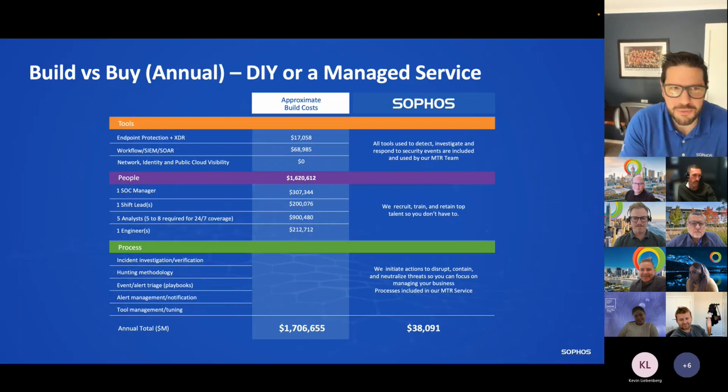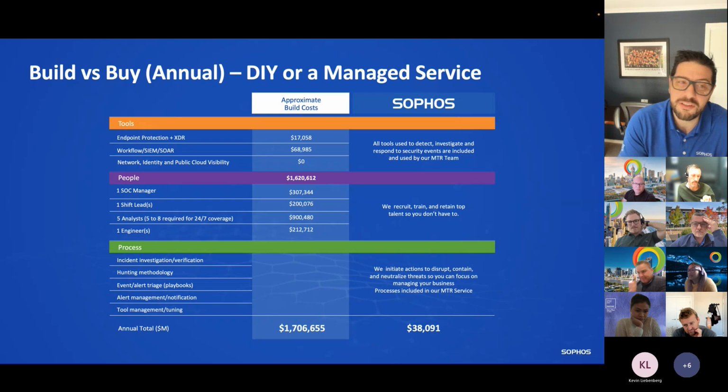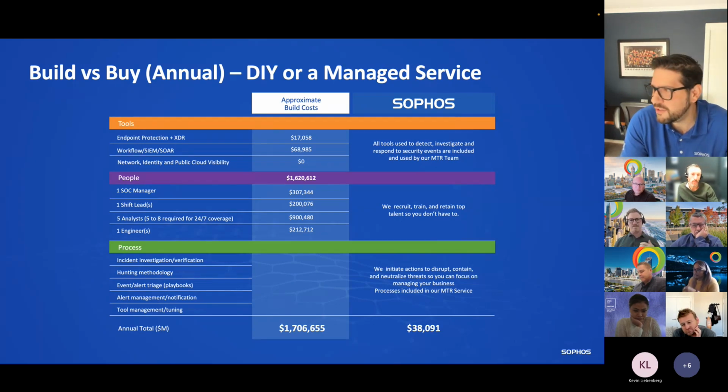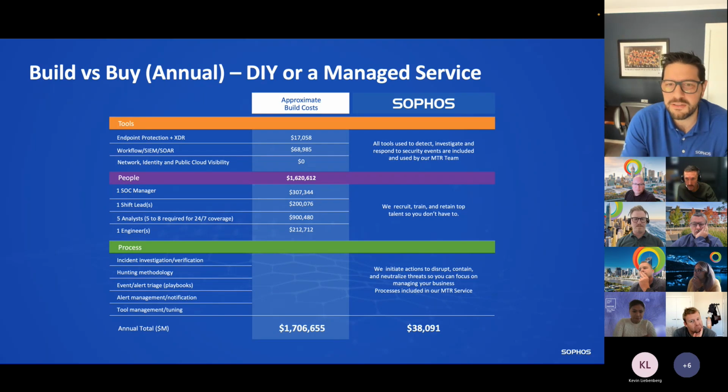All right, try 1.7 million. The vast majority of that is that purple section there. People. We keep coming back to that one, right? Expertise is expensive. To run 24/7, whether it's 10 users or about 250, it's pretty much the same cost. You've got to have a manager who's running it. You've got to have shift leads. You've got to have the analysts. You've got to have the engineers. By the time you add all these people up, that's a big cost.